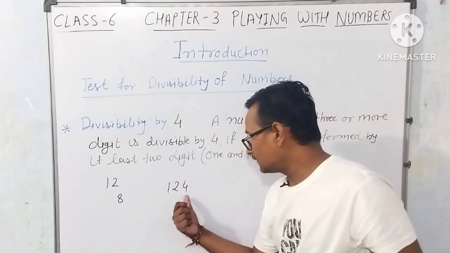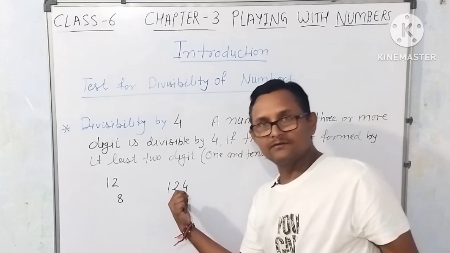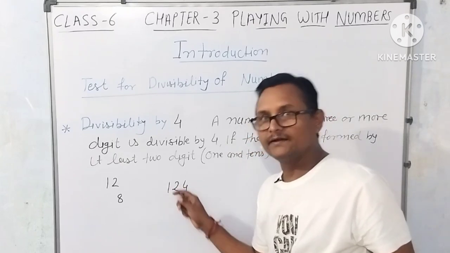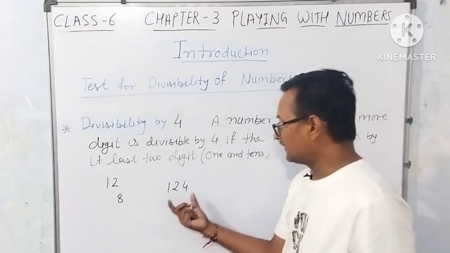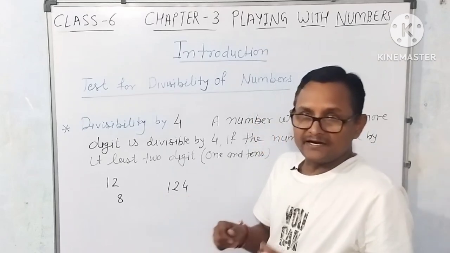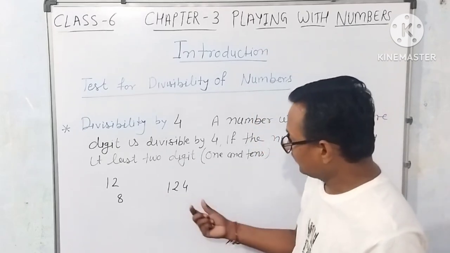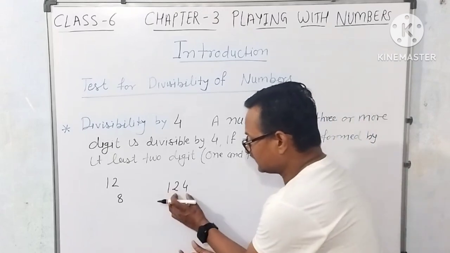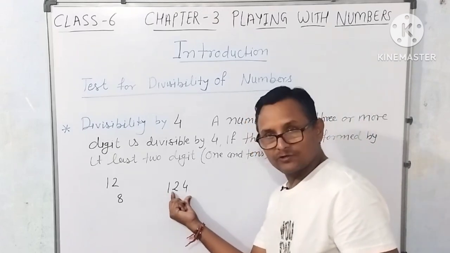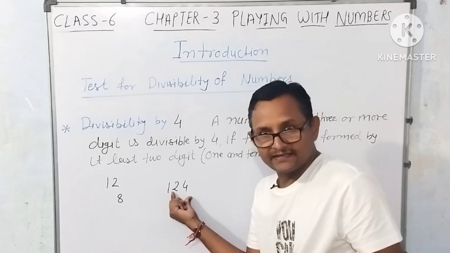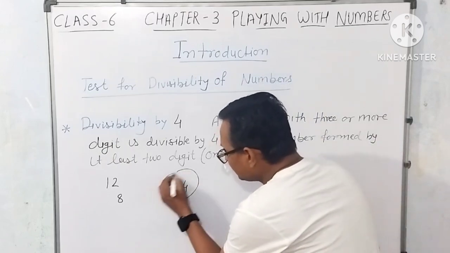We know friends, the ones digit is 4, which is an even number, so it is divisible by 2. But it is a big number, so we have to identify how we can do the calculation easily. For easy calculation, we have to check the last 2 digits. 24 is divisible by 4. So yes, we can say it is divisible by 4.